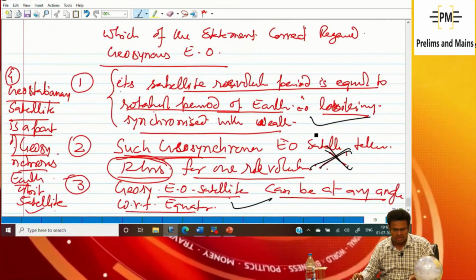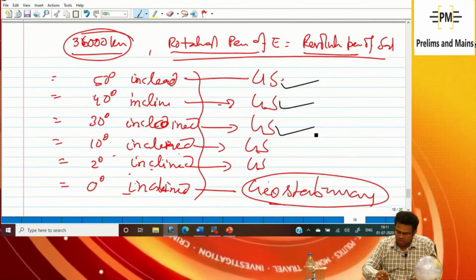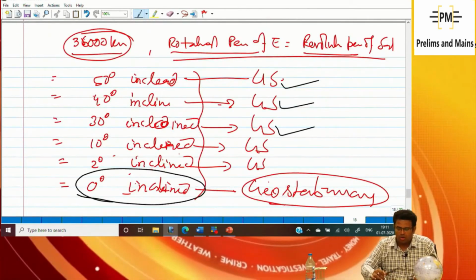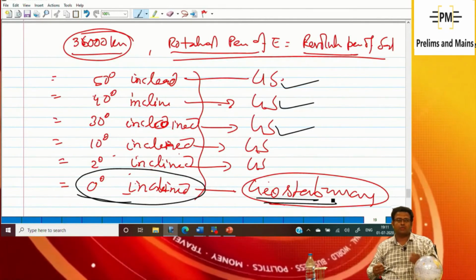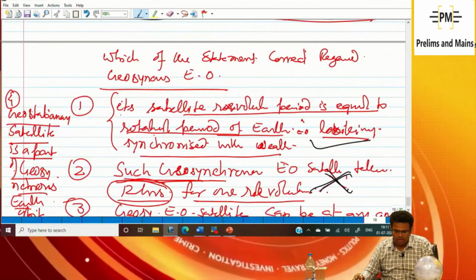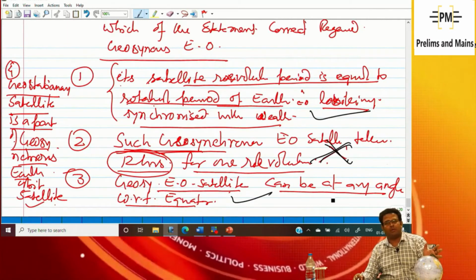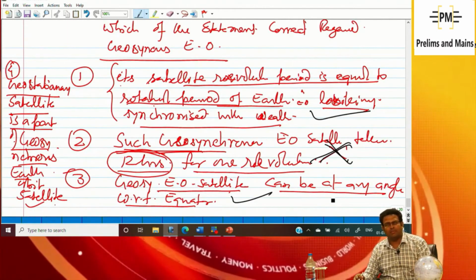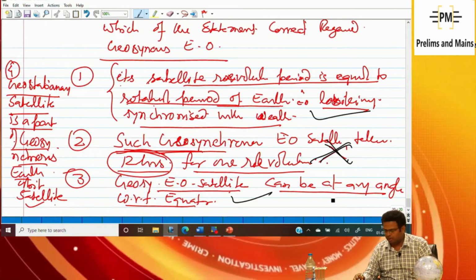And looking at it this way, I can say that your geostationary Earth orbit satellite is a part of geosynchronous. Clear? So the fourth statement is also correct. If you have understood, then you will never get any problem.